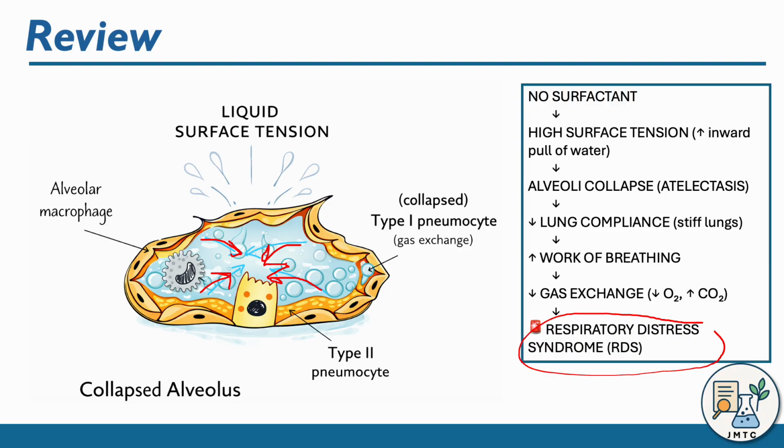And what happens to gas exchange here? So, gas exchange natin, because alveoli are collapsed, oxygen cannot enter and carbon dioxide cannot exit. This leads to hypoxemia and low oxygen and hypercapnia or mataas na carbon dioxide. So, magkakaroon tayo ng respiratory acidosis.